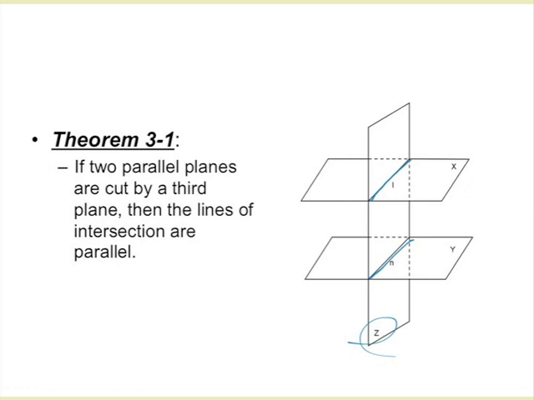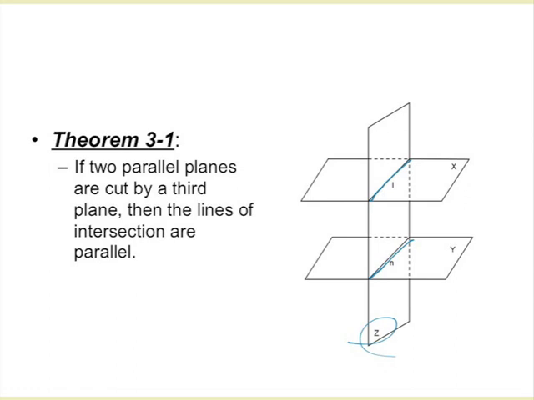The next important thing to say, if I'm trying to prove that they're parallel, is that they don't intersect. So parallel lines are coplanar. They have to be in the same plane. They are both in plane Z. And they need to not intersect each other.